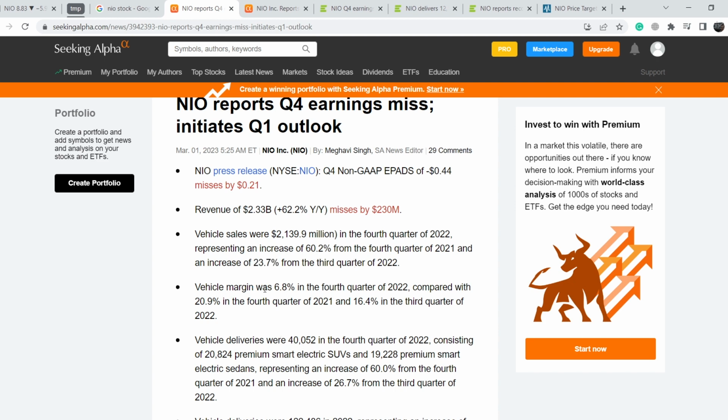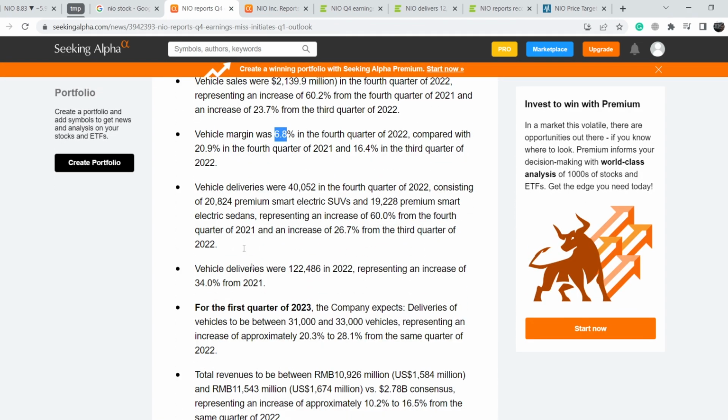Vehicle margin was terrible. It was 6.8% in the fourth quarter of 2022 compared with 20.9% in the fourth quarter of 2021 and 16.4% in the third quarter of 2022. Definitely this number ruined the entire report, and this is the main reason for their weak financials right now. So let me quote further.